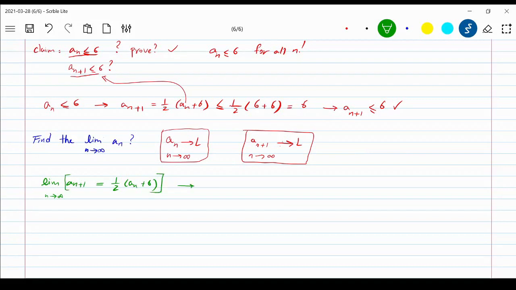This is true. That means a_{n+1}, whose limit would be L, must be equal to 1/2 L plus 6. And you can solve this equation. This is a linear equation. You get 2L equals L plus 6. Therefore, you can find out what L is. So if you continue this procedure, what you expect at the end is that the limit of the sequence would be 6. So I have a convergent sequence where the limit is simply 6.